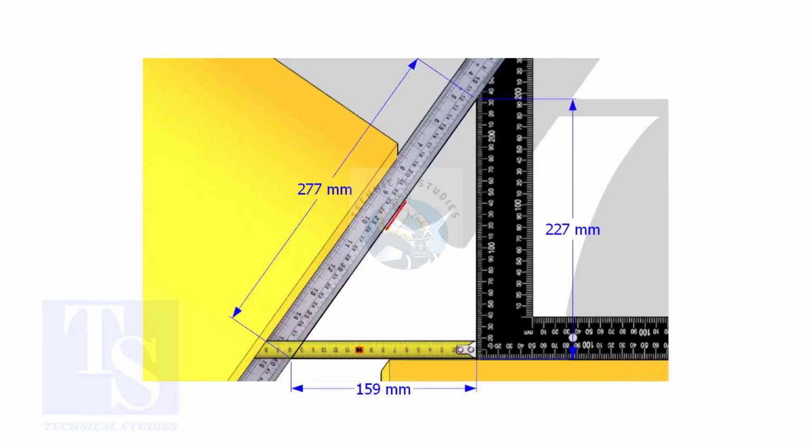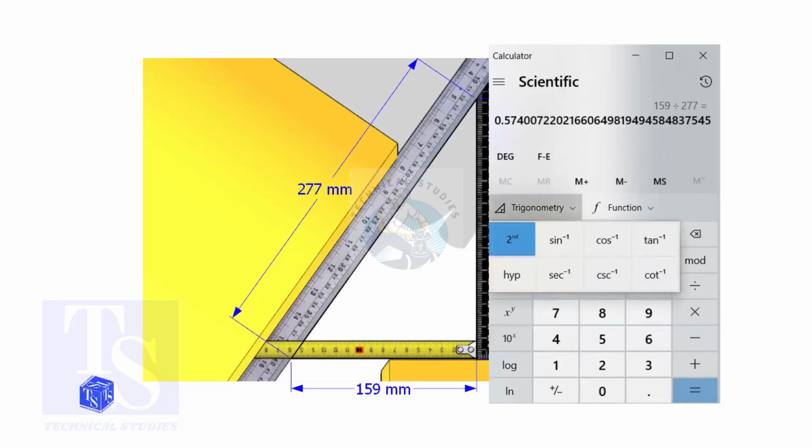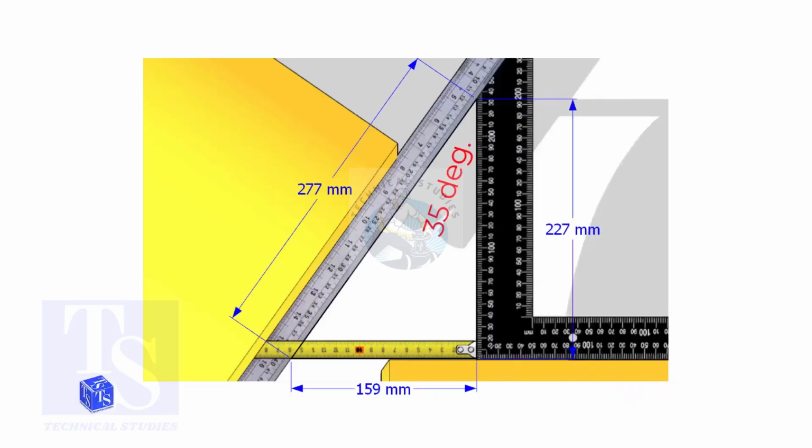Let us calculate the included angle. If you apply the sine rule, the angle will be 159 divided by 277, shift sine. So, the answer is 35 degrees.